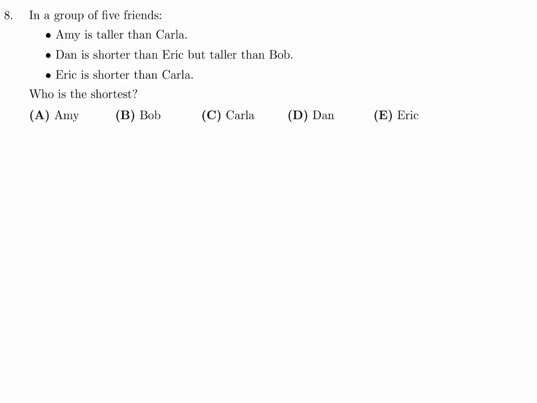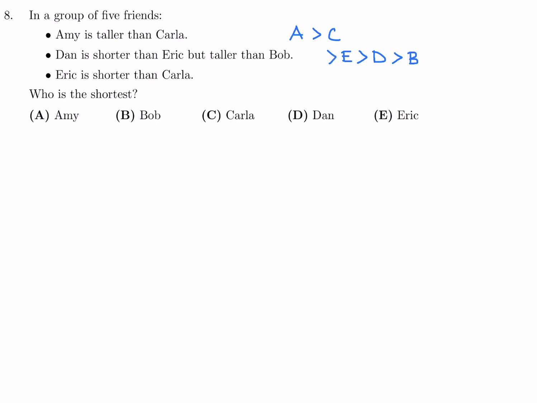In a group of 5 friends, Amy is taller than Carla, Dan is shorter than Eric, but taller than Bob. Eric is shorter than Carla. Who is the shortest? Amy is taller than Carla, so that gives me this expression. Dan is shorter than Eric, so we can write like that, but taller than Bob, so we can write greater than Bob. And then Eric is shorter than Carla.